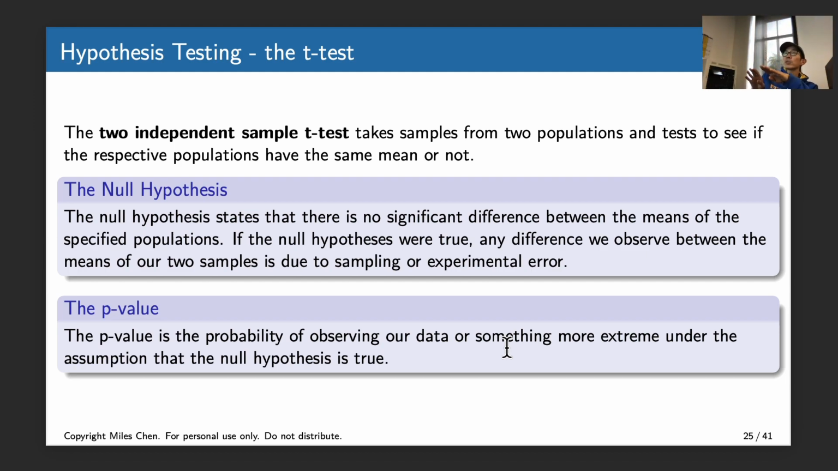And if the null hypothesis were true, any difference that we observe between sample 1's mean and sample 2's mean is just because of the random sampling process. We go and we do calculations. We figure out a p-value. P-value is the probability of getting our data or something more extreme, more unusual, if the null hypothesis were true.